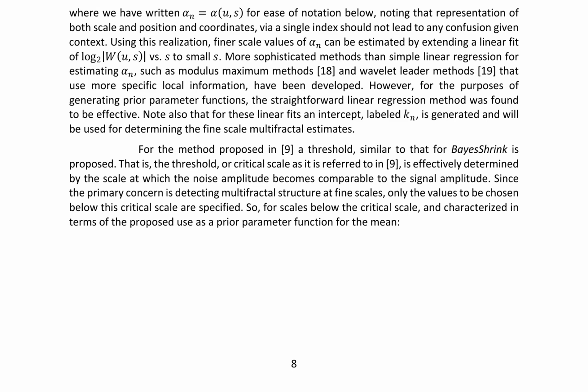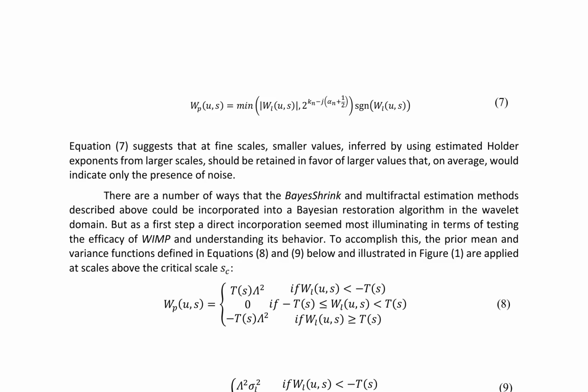The method proposed in 9 estimates finer scale multifractal estimates using more specific local information, such as modulus maximum methods and wavelet leader methods, but the straightforward linear regression method was found to be effective for generating prior parameter functions. The research integrates Bayes shrink and multifractal estimation methods into a Bayesian restoration algorithm in the wavelet domain, emphasizing the importance of retaining smaller values at fine scales to indicate noise presence.